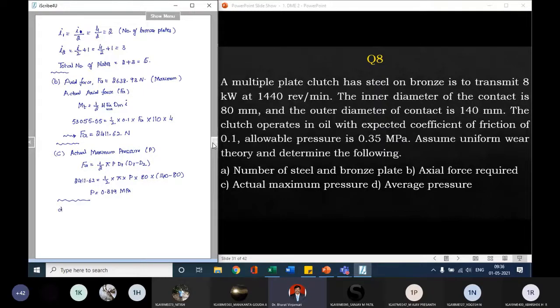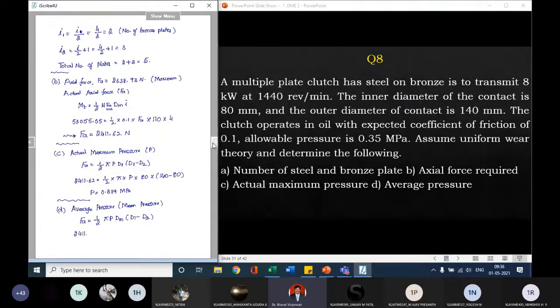Now, the final thing is most important. What is that? Average pressure. It is also called mean pressure. So we'll be finding this pressure at the mean diameter. So we'll be using the equation FA is equal to half pi P. Instead of D1, we'll be using DM, D1 minus D2. So the familiarity should be there with the statement of the question. Average pressure, what exactly you need to do. Maximum pressure or actual pressure, what exactly you are supposed to do. The statement should have clarity.